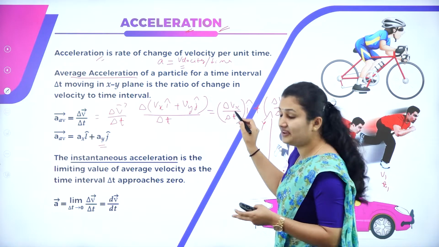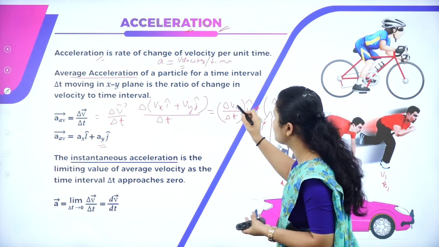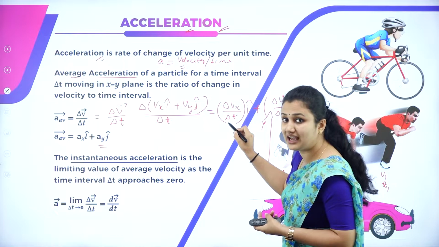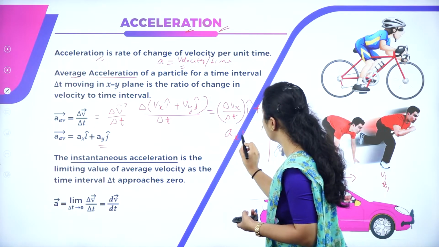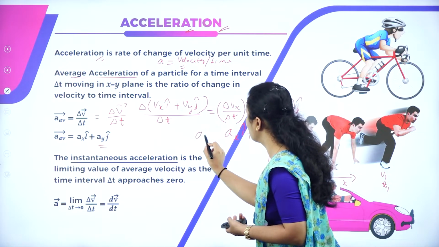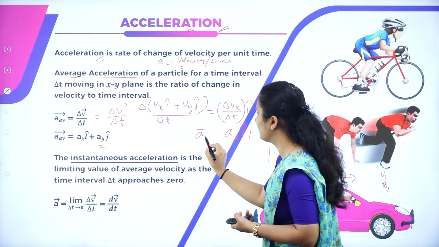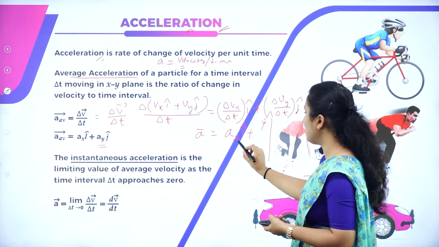So what is delta V? Change in velocity. Delta T, change in time. What is change in velocity by change in time? Along the x-axis, it will be nothing but acceleration along the x-axis. So this is average acceleration, a bar, or you can also write a_av. Average acceleration is equal to a_x i cap.